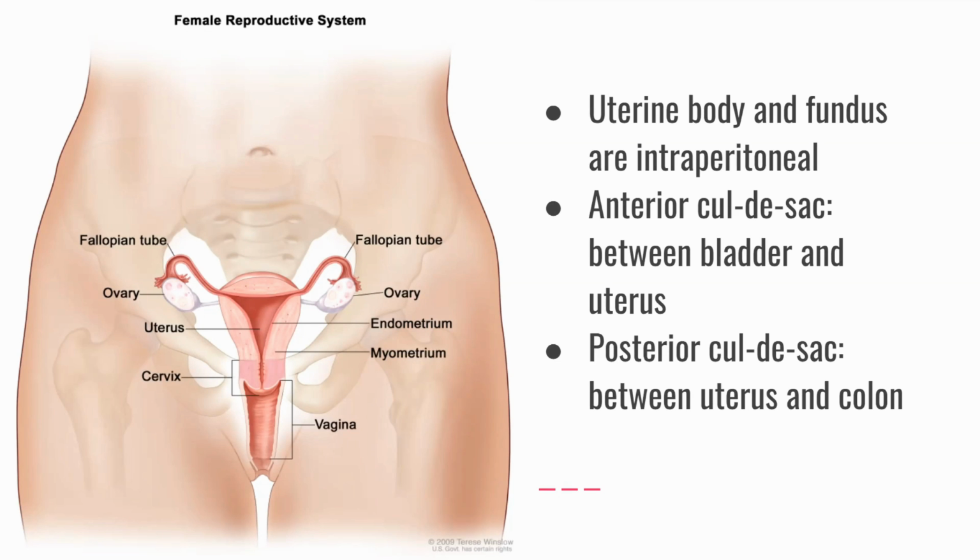The anterior cul-de-sac is between the bladder and the uterus. This is a potential space. And then the posterior cul-de-sac is the potential space between the uterus and the colon. So the anterior cul-de-sac is usually empty, but it can contain loops of bowel or free fluid. And the posterior cul-de-sac is also known as the pouch of Douglas, and it actually usually does contain some bowel loops. The posterior cul-de-sac is the more dependent portion in the supine patient. So look here for any pooling of free pelvic fluid.